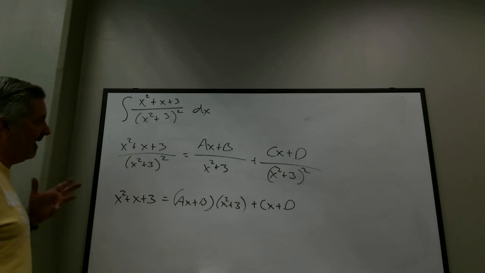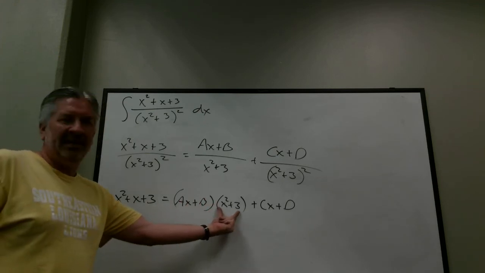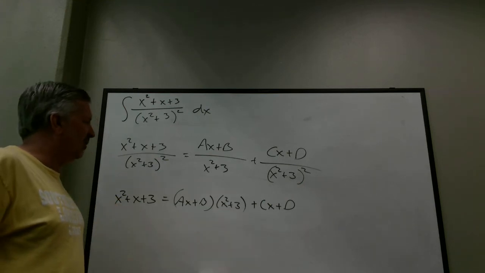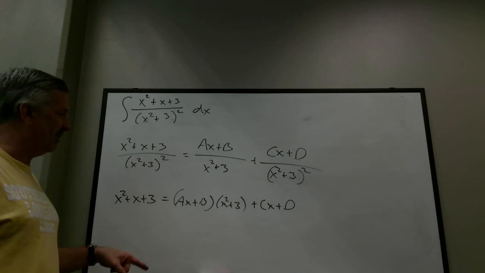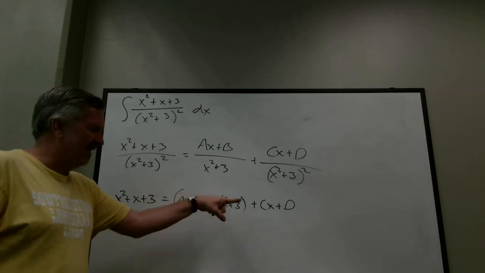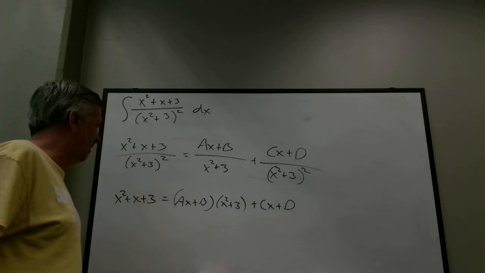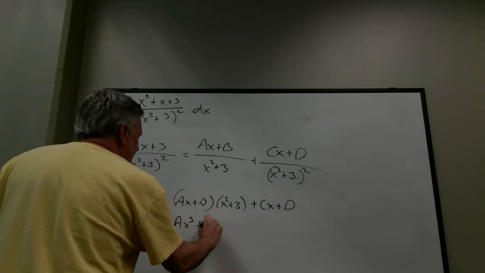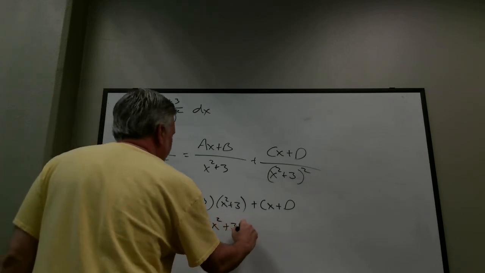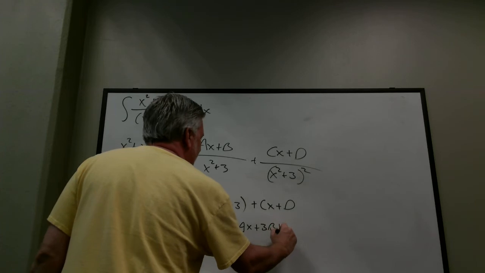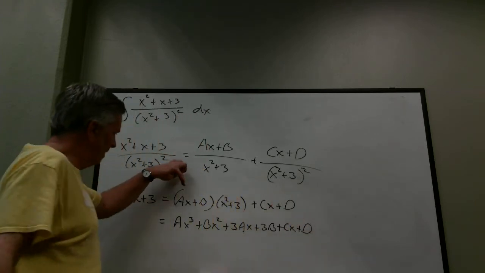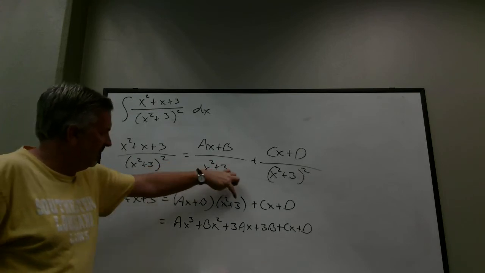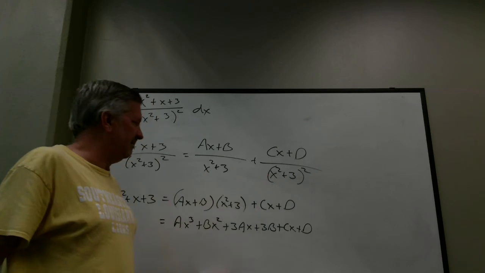See here, this is like I was talking about before. You're not going to be able to eliminate x squared plus 3 by plugging in real numbers. So what I'm going to do here is what I did in the last example. I probably should have waited till this one. Multiply this out and write it as a polynomial. So if I multiply this out, I get ax cubed plus bx squared plus 3ax plus 3b plus cx plus d.